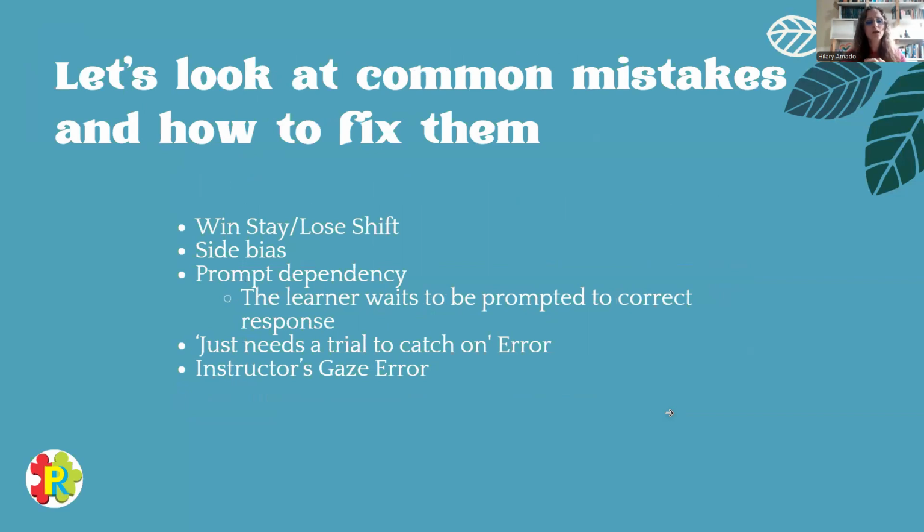Okay. Here's a list of some common mistakes and how we can fix them. There is the error of win, stay, lose shift. There is side bias. We also see prompt dependency, and that's when the learner waits to be prompted with a correct response. There's also the error of the child just needs one trial to catch on, and the instructor's gaze error. Let's look at each of these a little more in depth.